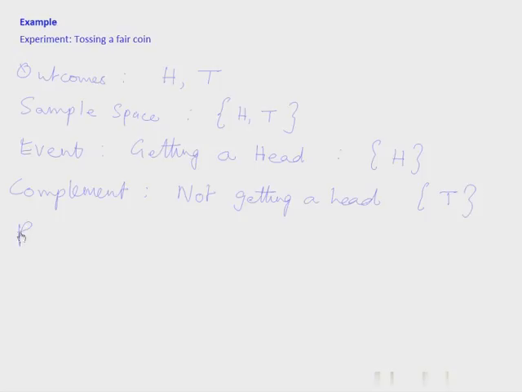What's the probability of the event getting a head? It is the total number of outcomes in the event getting a head divided by the total number of outcomes in the sample space. So in this case it is 1 over 2 or 0.5. So the language isn't too bad. It's just a systematic way of understanding what's happening.